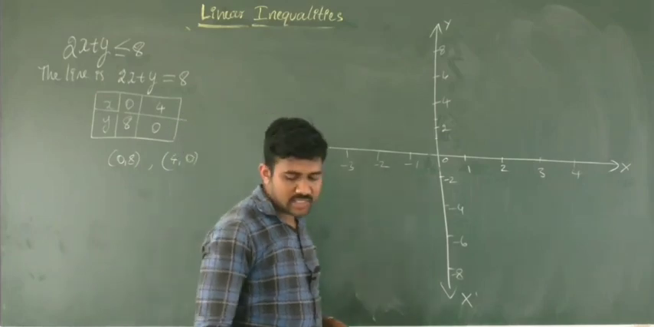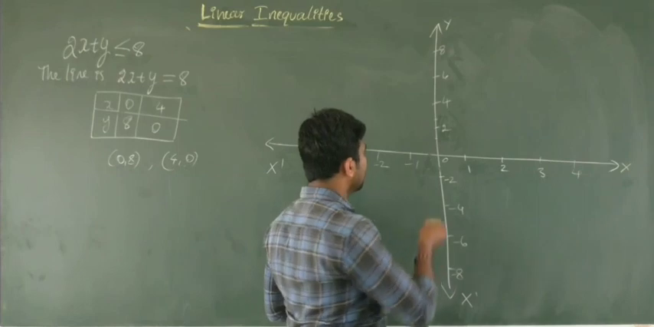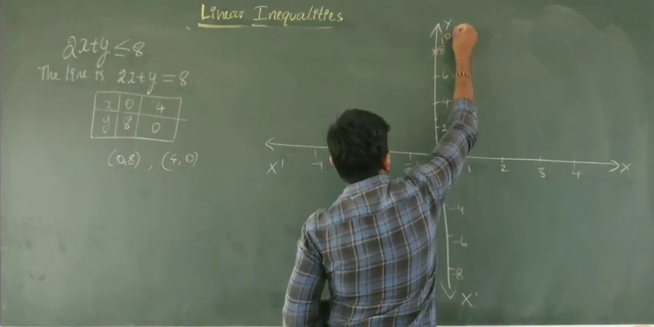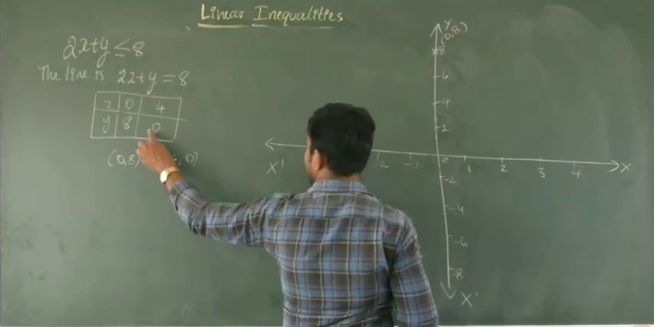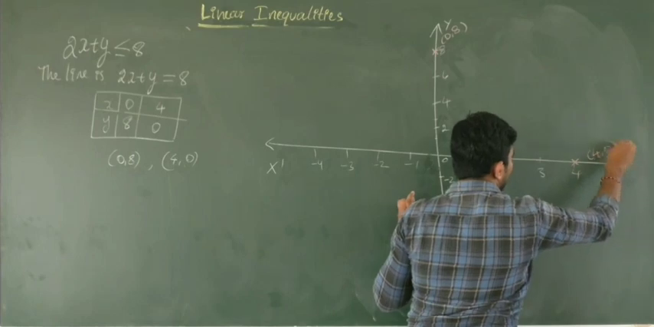Now, see here, mark the points. The points you have: 0, 8. X is 0, y is 8. This point will get 0, 8. Another point 4, 0. X is 4, y is 0. Okay.